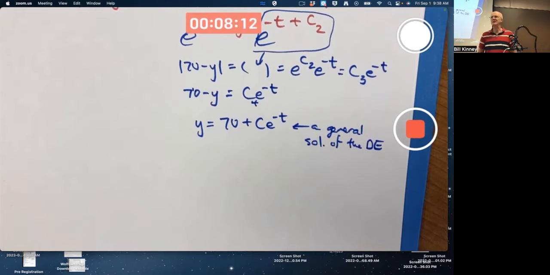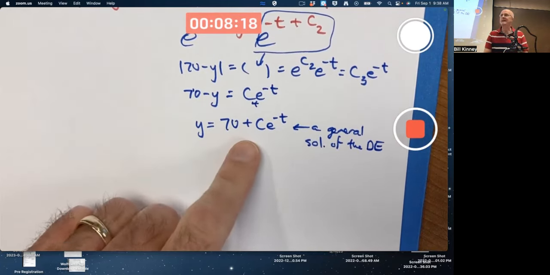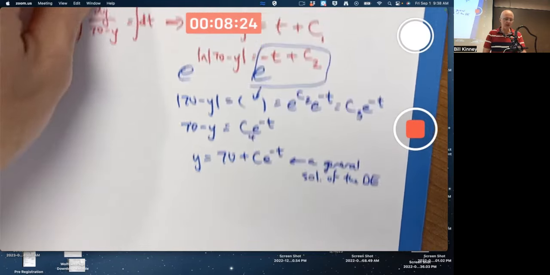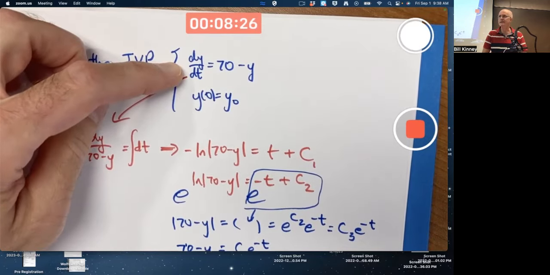DE for differential equation, or you could call it diff-EQ for short, or ODE for ordinary differential equation. It represents infinitely many solutions. C is arbitrary. The differential equation has infinitely many solutions.